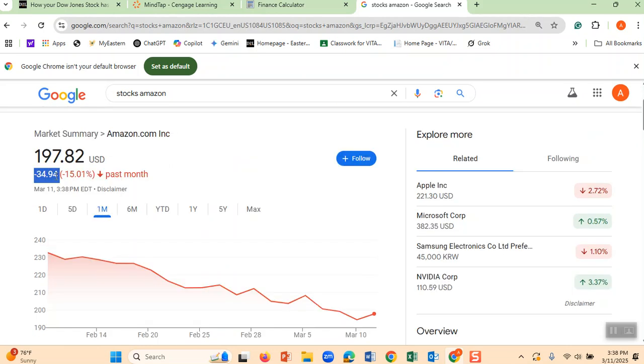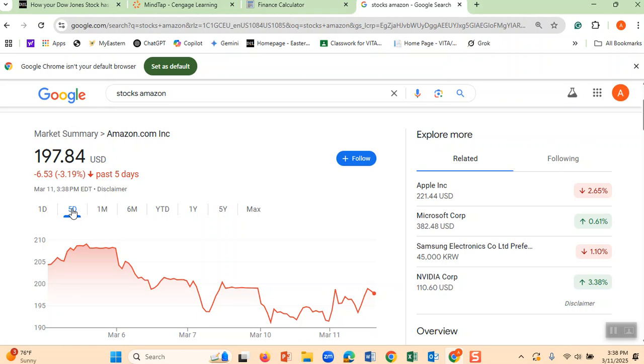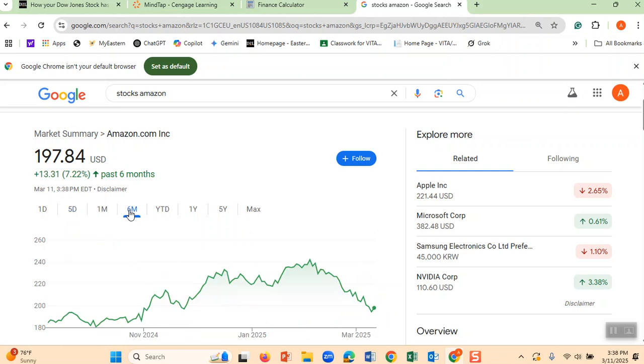This is what has happened. As you see, the stock of Amazon has dropped by negative 34, from 230 here all the way to this one, which is almost 14.99% in 1 month. Particularly in the past 5 days, it has been crazy, from 205 all the way to 197. In 6 months, if you look at 6 months ago, it was 180. It went up, and people were happy at 236, and suddenly it dropped after this trade war started.